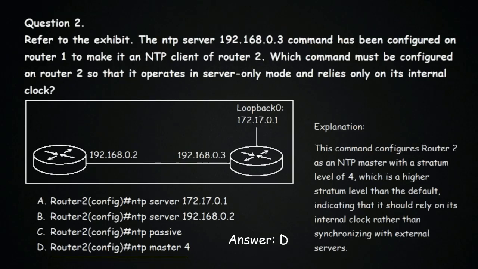This command configures router 2 as an NTP master with a stratum level of 4, which is a higher stratum level than the default, indicating that it should rely on its internal clock rather than synchronizing with external servers.